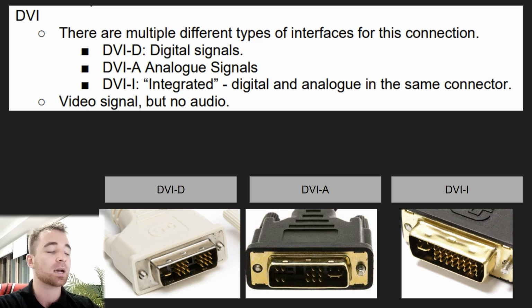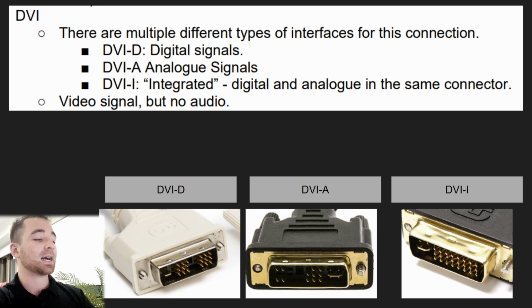So what you'll need to be able to do is you'll need to understand the idea that there's three variations. You'll need to know that there's one for digital, one for analog, and one that does both, and that it's video and no audio signals, okay? You'll also, unfortunately, need to be able to visually identify what each of these are, okay?